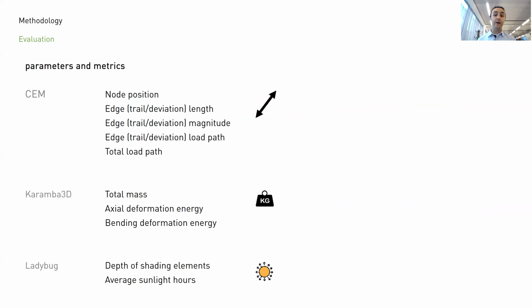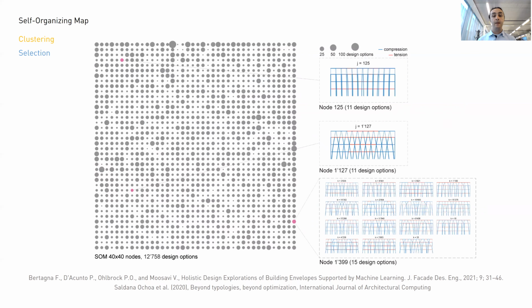The multidimensional vector that describes a design option is a set of parameters and metrics as listed here in this slide. The self-organizing maps, or SOM algorithm, groups the options in the high-dimensional solution space and then arranges them onto a 2D map. SOMoclu is the algorithm used here.